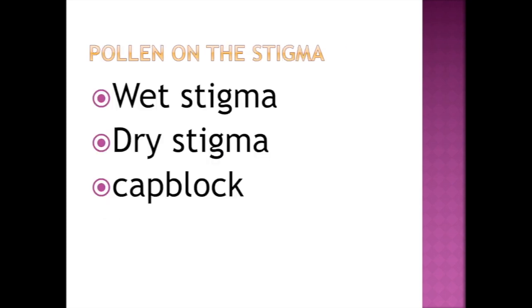So pollen on the stigma. What is the method? Pollen on the stigma. A variety of pollens fall on the receptive stigma, but not all of them germinate and bring about fertilization. The receptive surface of the stigma receives the pollen.